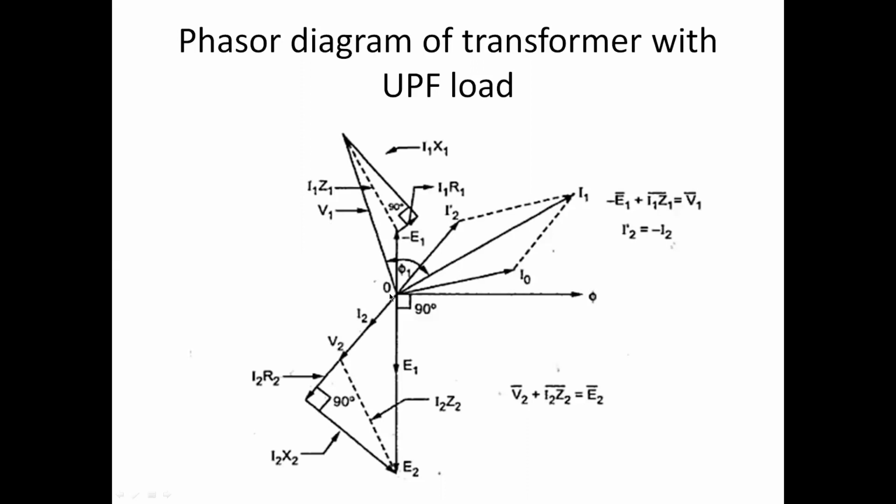Now at unity power factor. Now here we do not neglect the resistance and leakage reactance. Due to both, there is a drop. See, at unity power factor, this is your E2, this is your V2. Now current is in the same phase. Due to this current, there is a drop in resistance and a drop in reactance. Similarly, there is a drop in the primary due to the primary current I1. Okay, and reactance drop. Correct. So this is at unity.